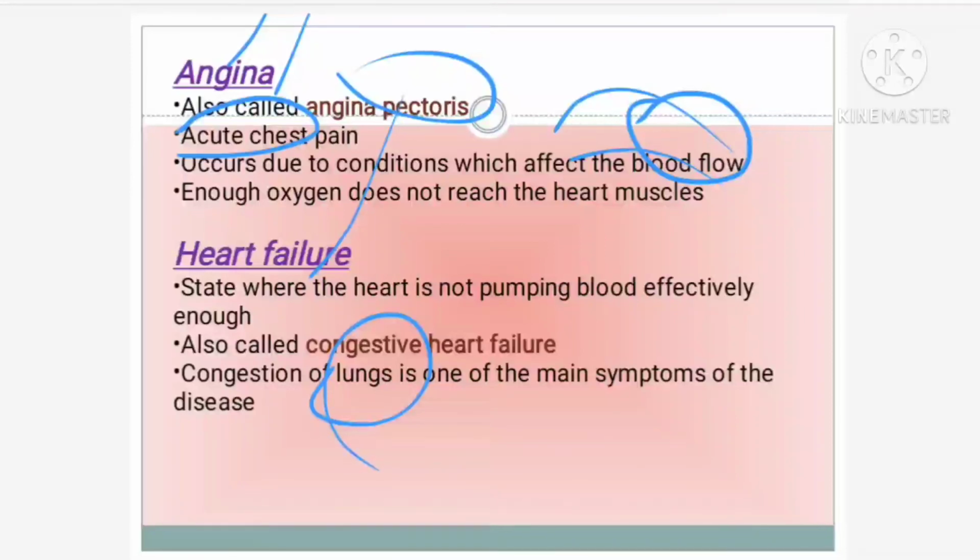Okay. With this we have come to the end of the chapter, disorders of the circulatory system. Hope you have understood. Take care. Thank you.